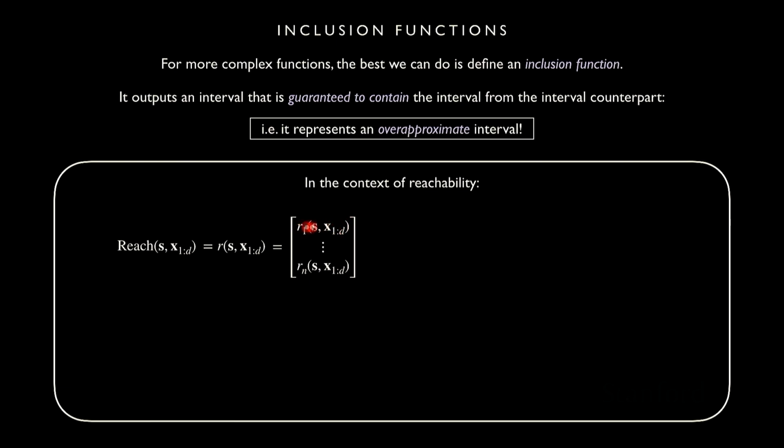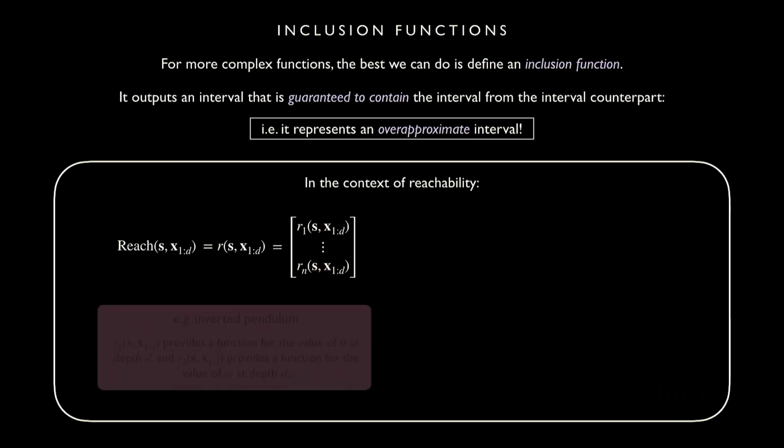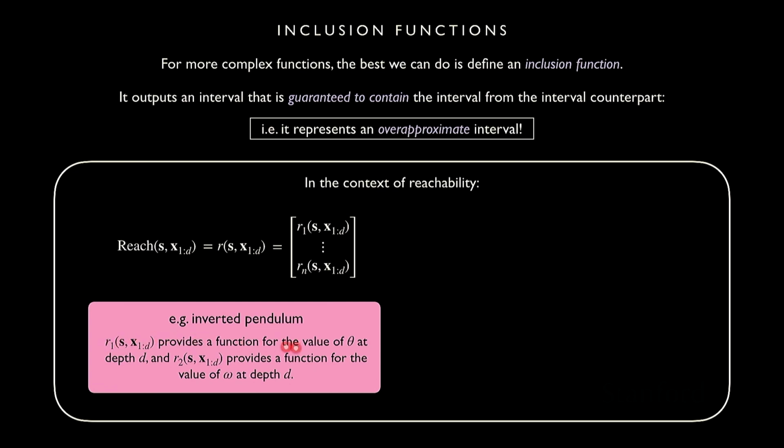So R1 will output the value of the first state variable at time step d, and Rn will output the value of the nth state variable at time step d. All I did was break it up and stack them all on top of each other. To make that concrete, the inverted pendulum has two state variables, theta and omega, the angle and the angular velocity. So R1 is just going to output the value of theta at depth d, and R2 would just output the value of omega at depth d. That's all we did, just break it up.